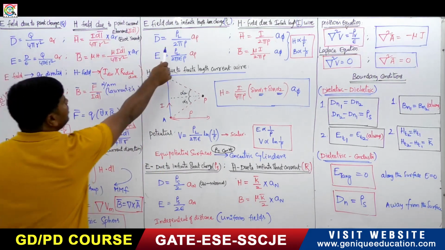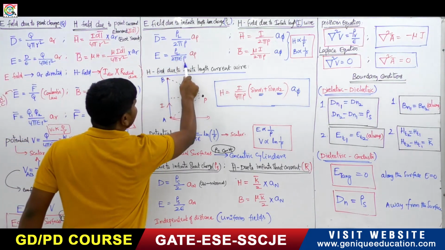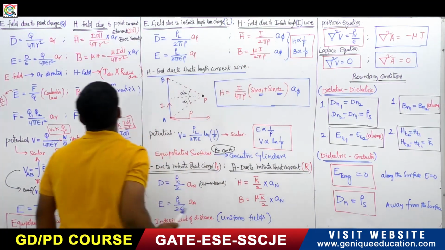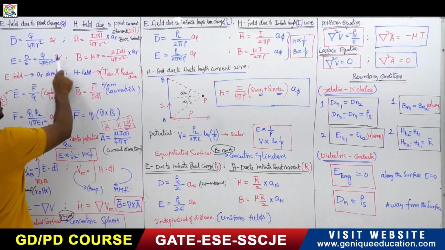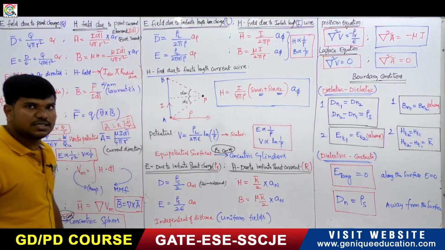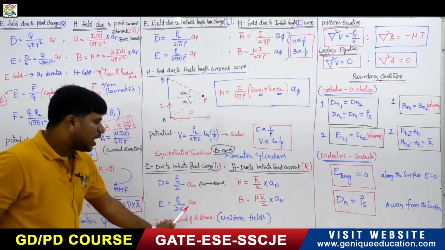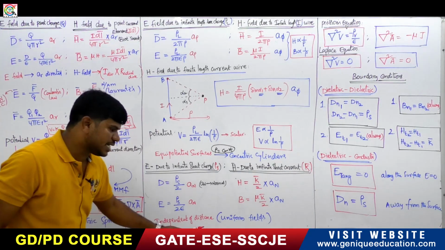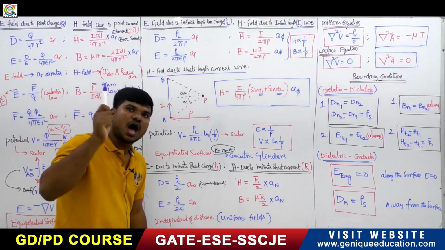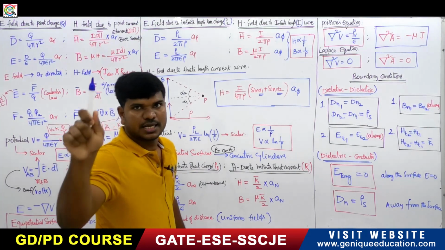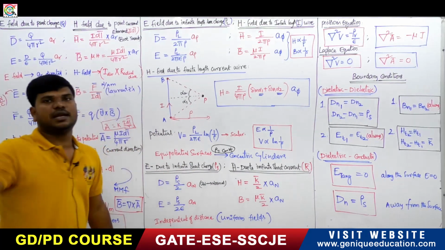If you come to here, they are dependent on distances. Here also they are dependent on distances. But if you come here, they are independent of distances. So that's why these are all called uniform fields. That means they will be the same everywhere.